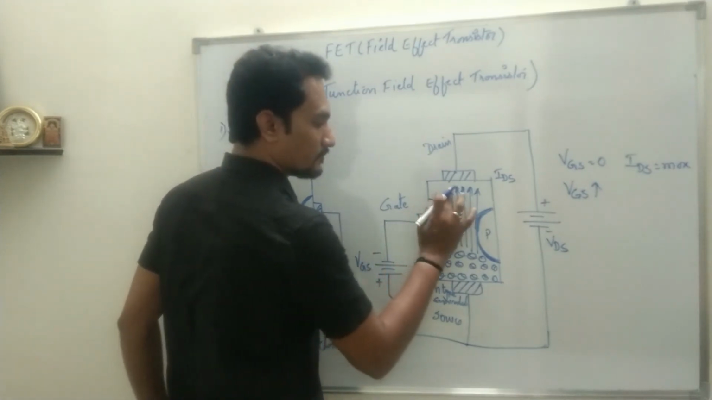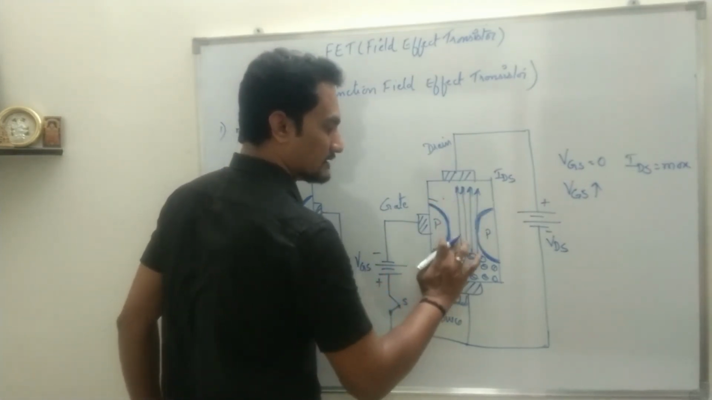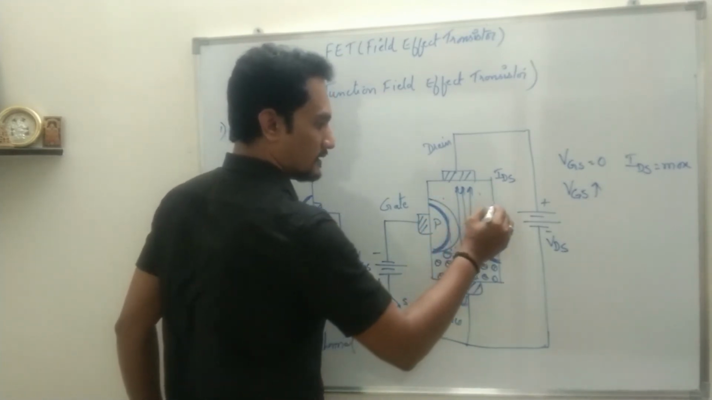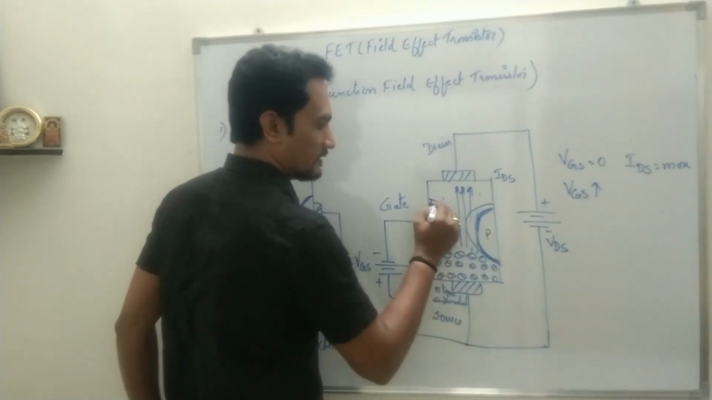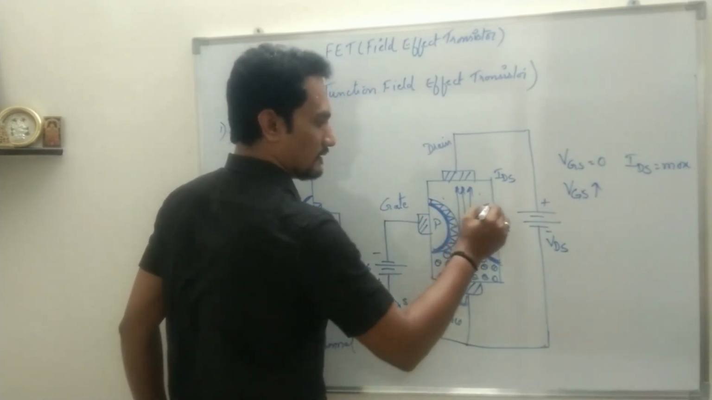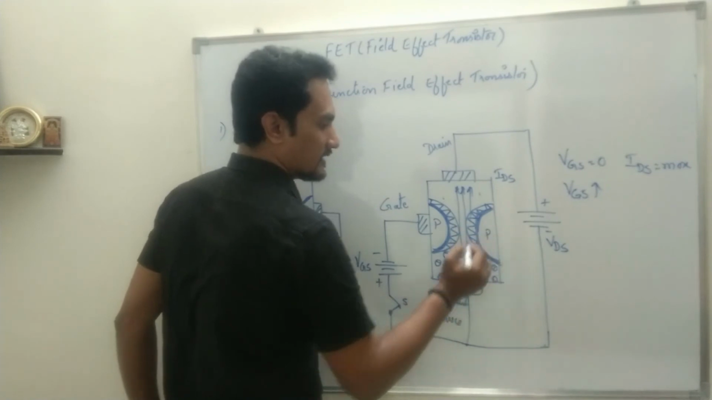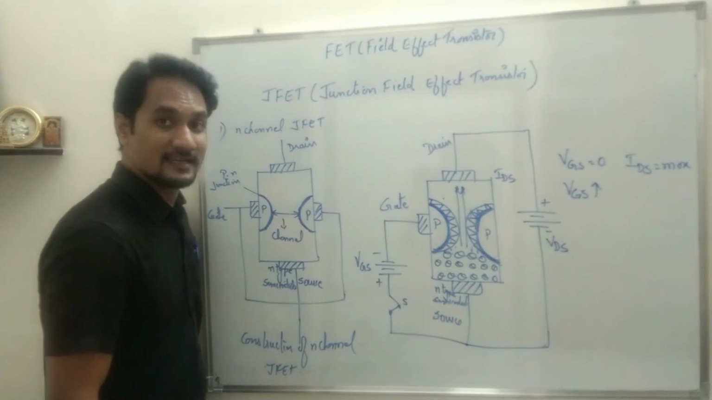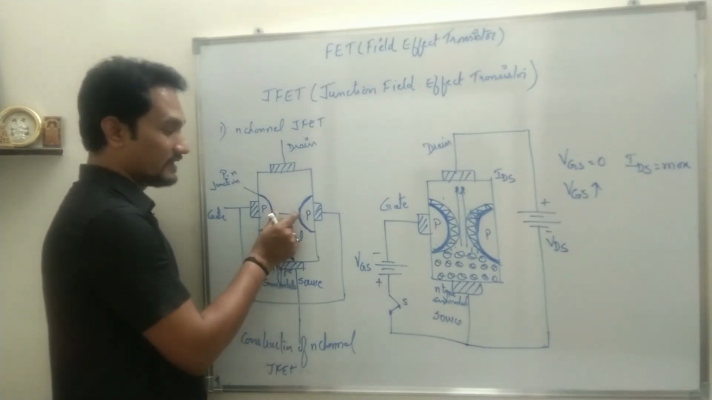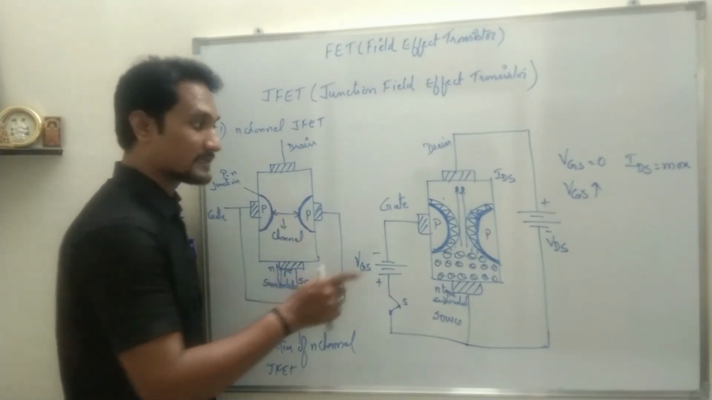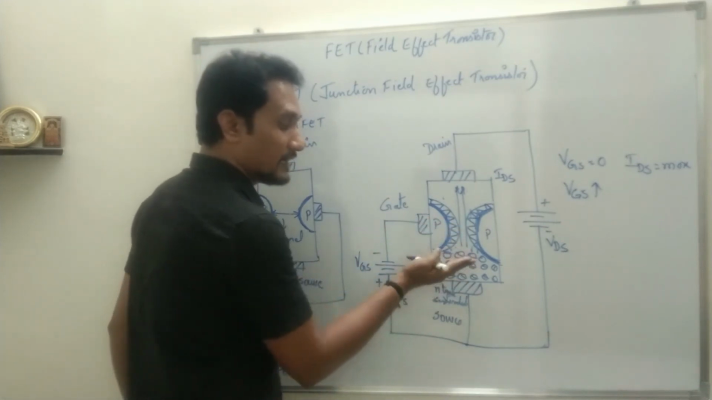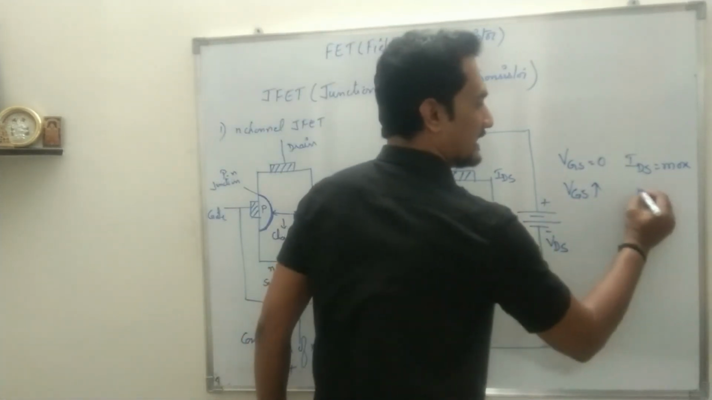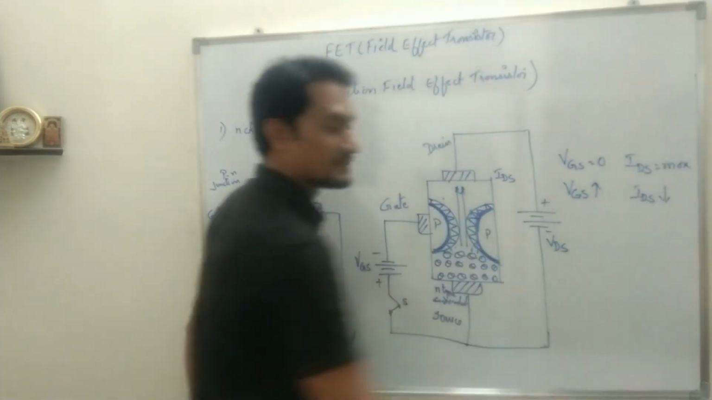As soon as the depletion layer width increases, what happens? What you can see is the channel width decreases. As the depletion layer increases, the channel width reduces, and if the channel width reduces, then less amount of electrons will move between source and drain. That means IDS will decrease.